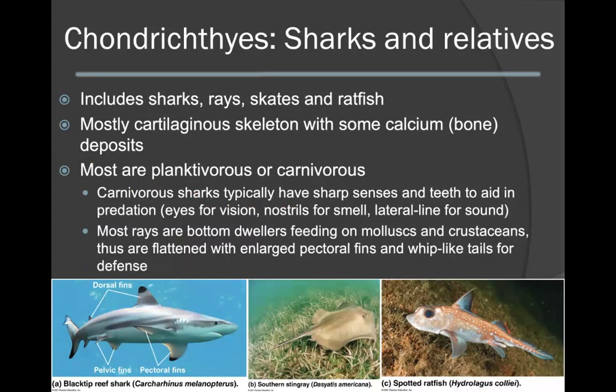We're now going to take a look at some of the major groups of gnathostomes. We begin with the chondrichthyes, or sharks and their relatives. Many of these will have a cartilaginous skeleton. However, some may have calcium or bone deposits within their internal structures.